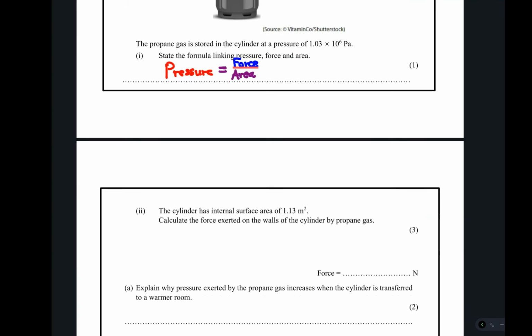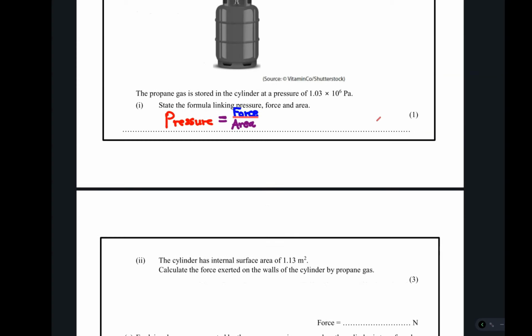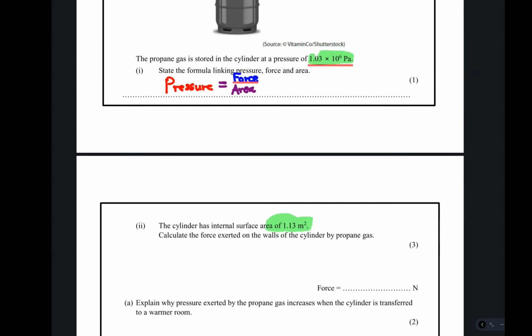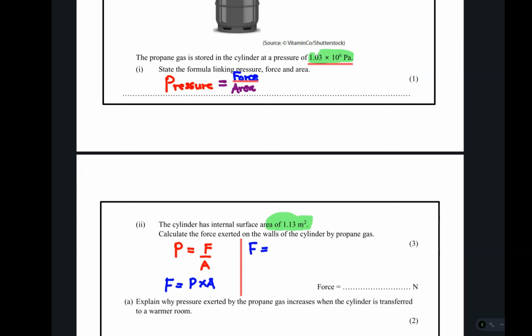The cylinder has internal surface area of 1.13 meter square. Work out the force exerted on the walls of the cylinder by propane gas. So when you are given pressure and you are given area, we can rearrange the initial formula that we wrote, so that force equals pressure times area. Now we can substitute the values, and our answer now can be given as what? Yes, that's what you are expected to get.